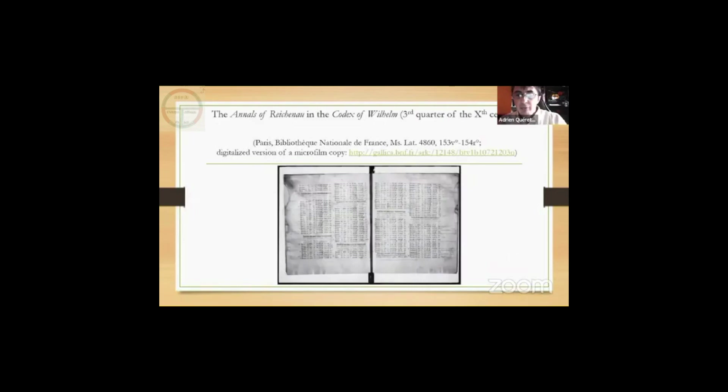So if we look at those German annals, we can see that some of them were written in the margins of Paschal tables, as was the case for the annals of Reichenau in the so-called Codex of Wilhelm that is now kept in the Bibliothèque nationale de France in Paris. And here we can see the Paschal tables. We can see the margins that actually contain the annalistic entries for different years, which gives the information that composes the annals of the monastery of Reichenau.